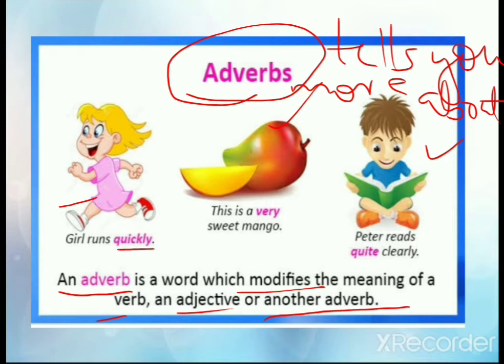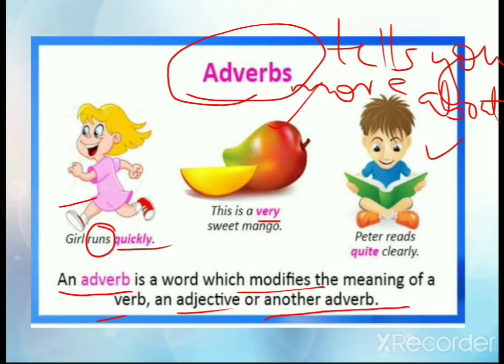She ran quickly. Okay, girl runs quickly. So now quickly is telling you more about how she runs. Doesn't it tell you how she runs? Yes, she runs quickly. So here quickly is telling you more about the verb runs. So that is why it is adverb.